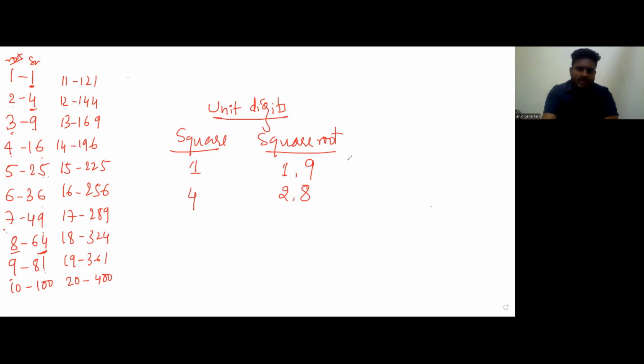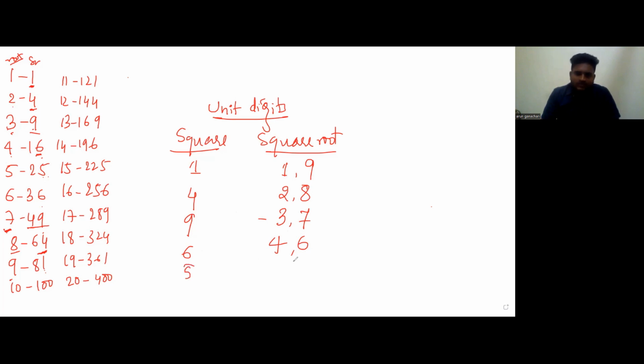Now check the third one. If your square has 9, your square root has 3. And what is one more option for me? 7. Yes or no? So if your square has 9, your square root has 3 or 7. Then if your square has 6, your square root has 4, and one more option is 6. Understanding this?